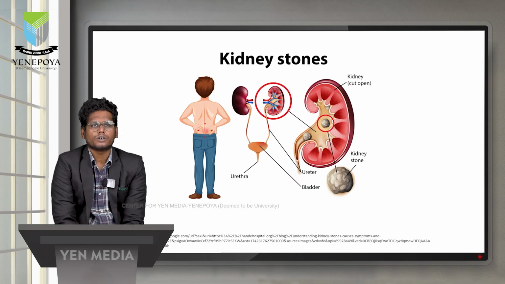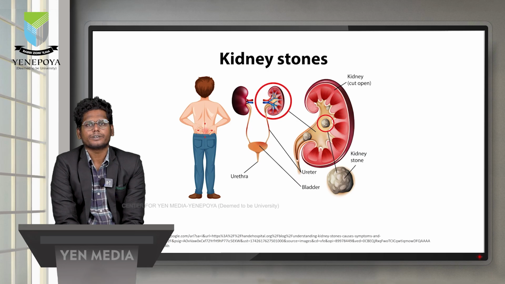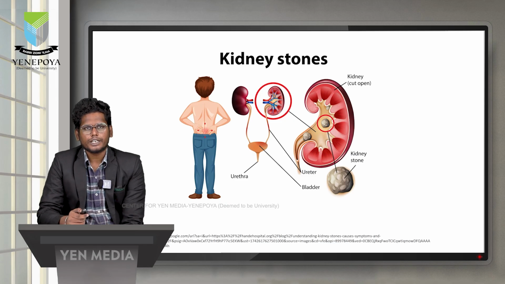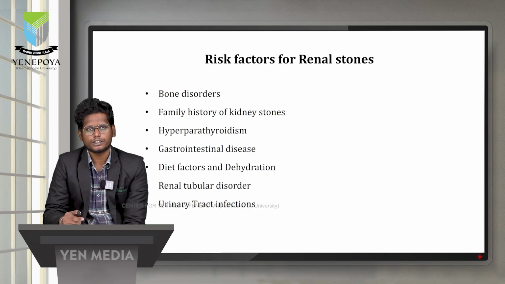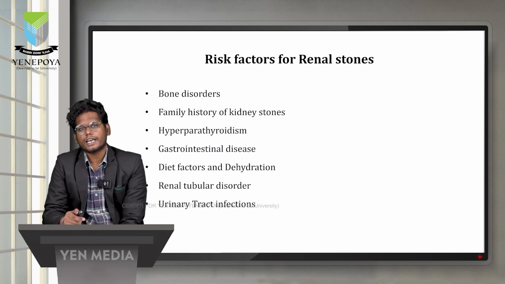This is how the person keeps his hand on the back. This is how the severe pain occurs in the flank region, and then it spreads over the whole area. So, the risk factors of renal stones: bone diseases, family history of kidney stones, hyperparathyroidism, gastrointestinal diseases, dietary factors and dehydration, renal tubular disorder, and urinary tract infections are the most common risk factors for renal stones.